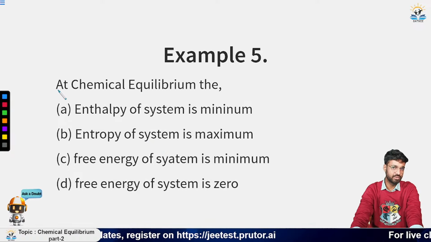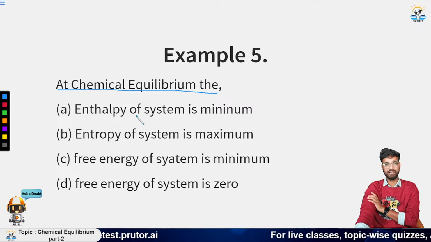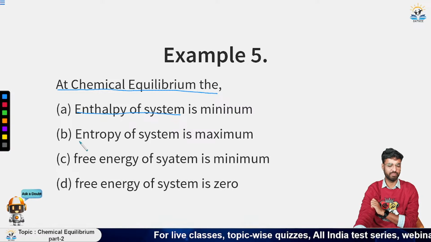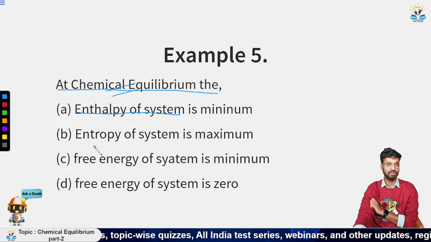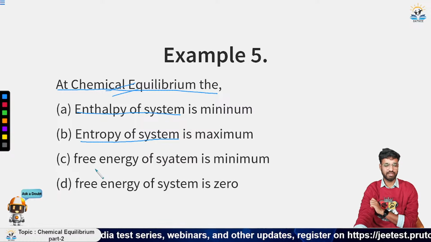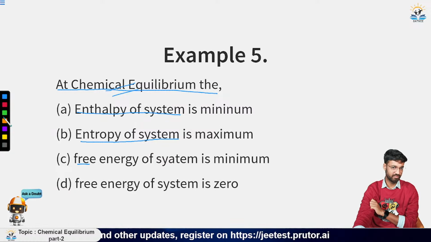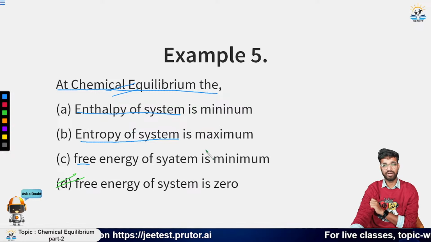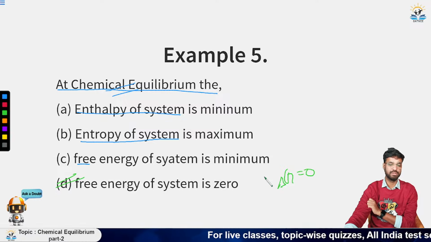Now let us see the next question. It says that at chemical equilibrium, what is the characteristic? The enthalpy of the system is minimum. We do not know about the enthalpy. Enthalpy is almost not dependent on this equilibrium. At equilibrium, the entropy of the system is maximum. Nothing is said about this. This point is worth noting. We have already seen that for equilibrium, this delta G becomes 0. So this is the correct answer.